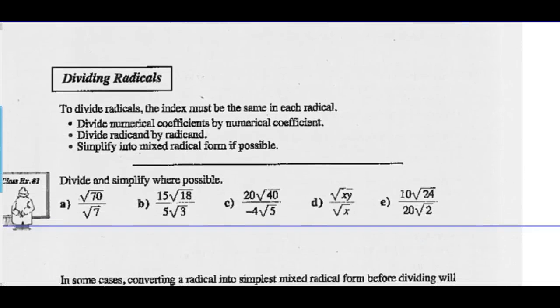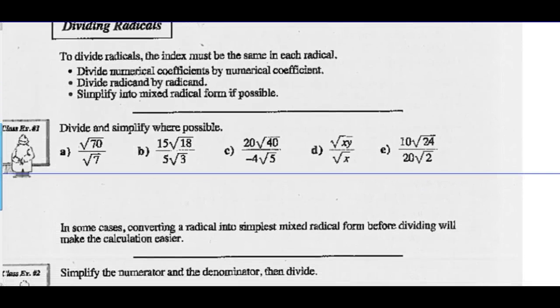Well, we have it right here. All right. To divide radicals, the index numbers must be the same. We're going to divide the numerical coefficients. Then we're going to divide the radicands. And then we're going to simplify if possible. All right. So let's do that.